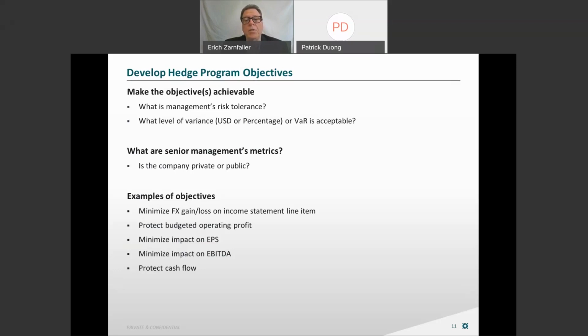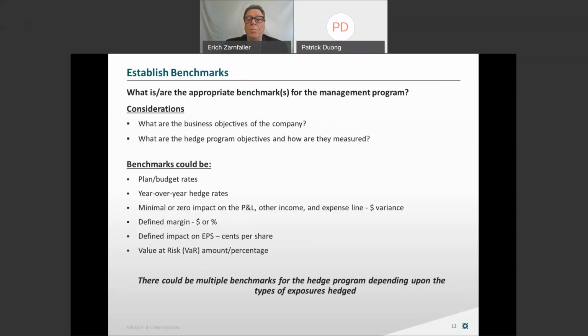In summary, the objectives will be defined by the exposures and management metrics. Also, the hedge program can have several objectives for the different underlying exposures managed in the program at the same time. Once the objective or objectives for the program have been defined, the metrics or benchmarks should be established. Our next slide touches upon some of the considerations and benchmarks companies use.